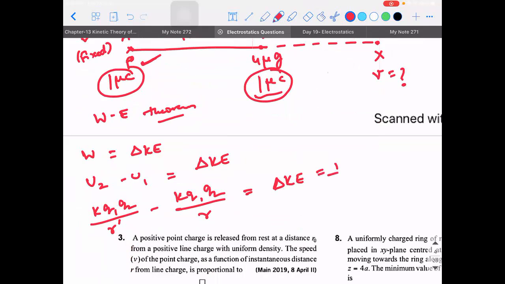So this is equal to half mv square. Now you are able to understand why mass is given. So in whichever problem mass is given and velocity is asked, it will mostly be either in terms of momentum or kinetic energy. Right?